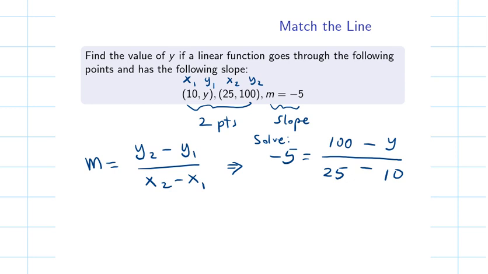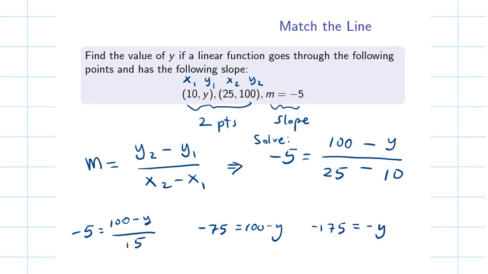Let's simplify it first. Negative 5 is 100 minus y over 15. And we can multiply both sides by 15 to get negative 75 is 100 minus y. And solving for y, let's see, subtract 100 from both sides. Negative 175 equals negative y. And so the final answer, y is 175, gives us the correct value of y.